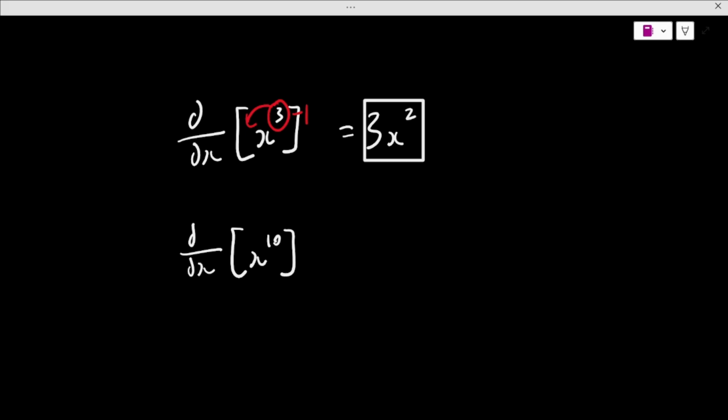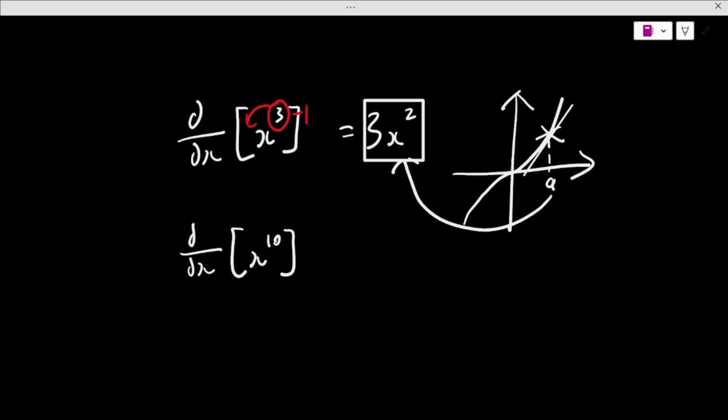This means that if we were to have a graph of x cubed, which would look something like this, and we want to find the gradient of the tangent at any point, let's say this point, we would just have to substitute the x coordinate, let's say this is a, into this expression right here.